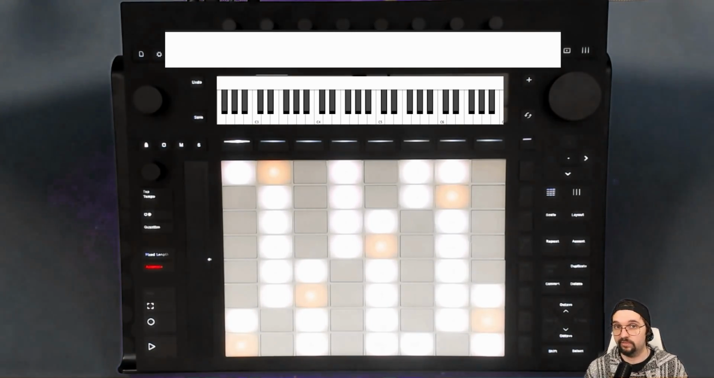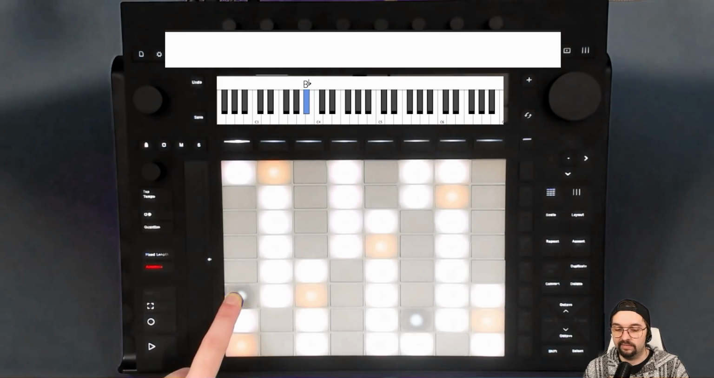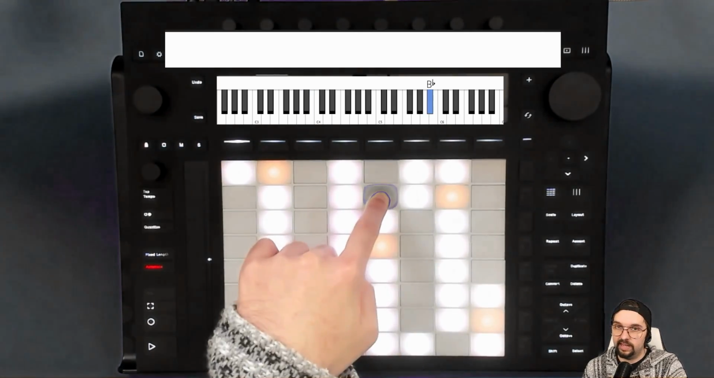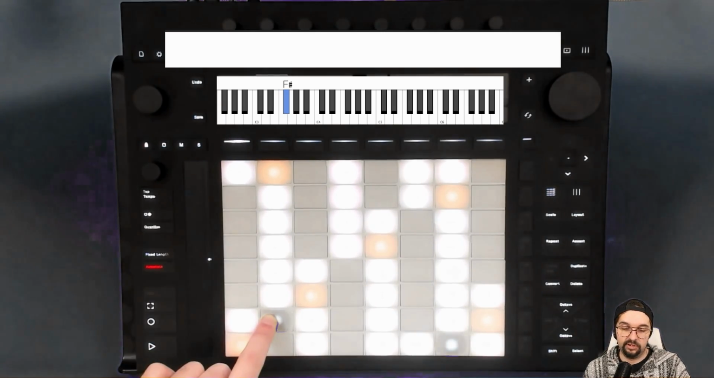So for example, if I want to find B flat, it's like, okay, I know this is B, we flatten it. Here's our B flat. Right? Here's our B, here's our B flat. If we want to find, let's say, F sharp, for example, okay, well, here's our F sharp, and so on and so forth.